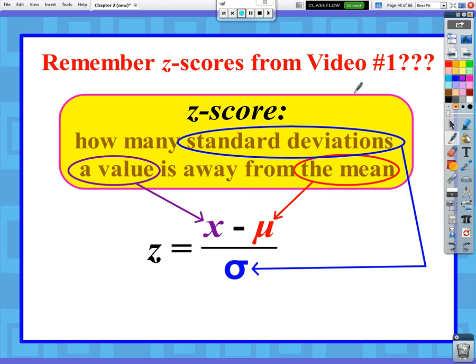So our z-scores, again, this is what I was telling you about from earlier. Our z-scores represent how many standard deviations a value is away from the mean. So if we ever want to use z-scores, then we're going to have to use that concept.